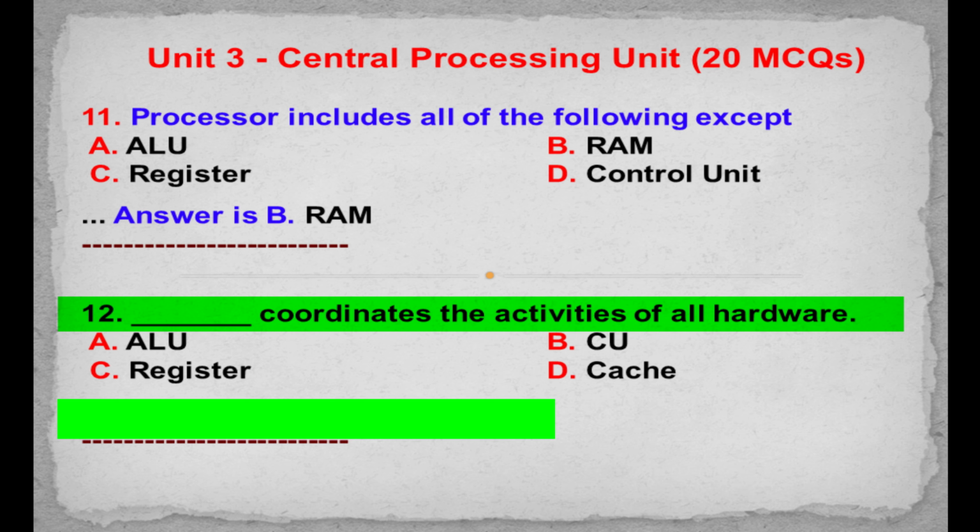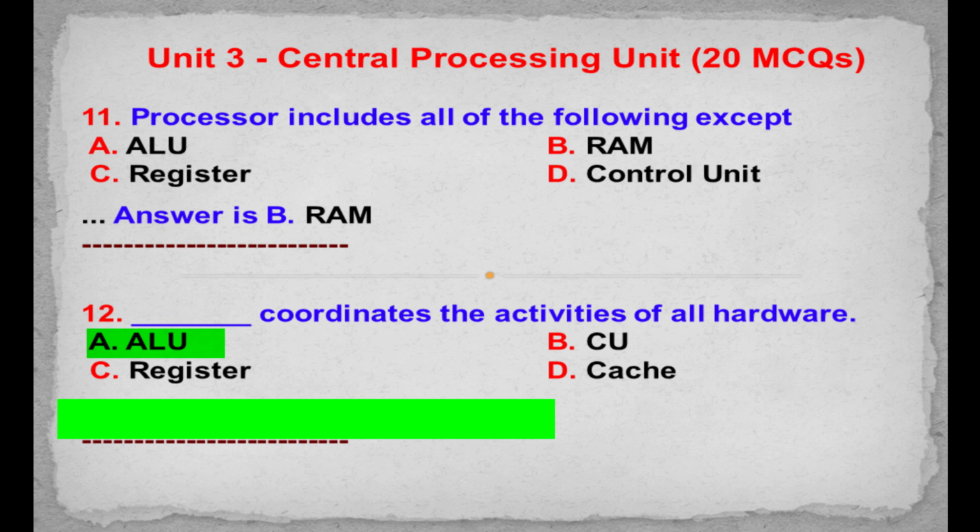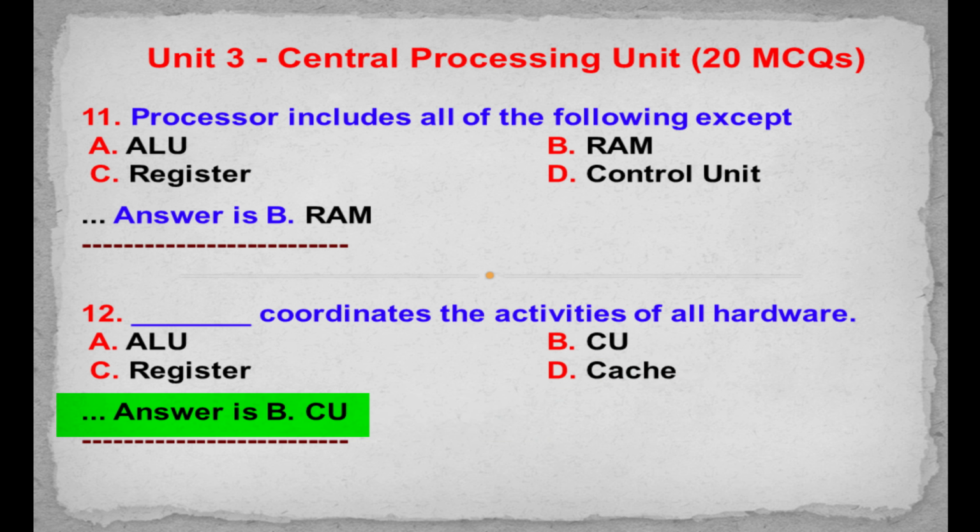MCQs number 12. Dash coordinates the activities of all hardware. Option A, ALU. Option B, CU. Option C, Register. Option D, Cache. Correct answer is Option B, CU.